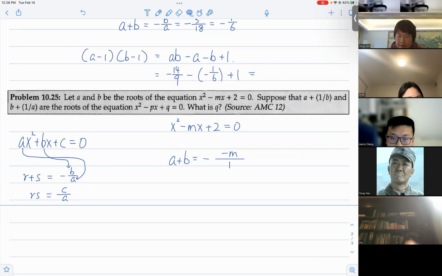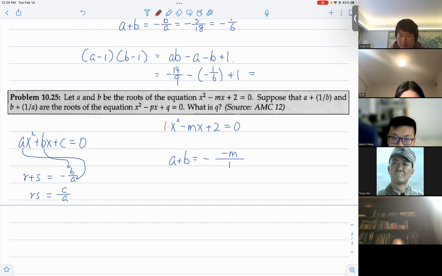Recalculate, see if that makes sense. Where did the 1 come from? 1 is the leading coefficient. There's nothing here, x squared, so the leading coefficient is 1. That's the A in this case. Yeah, the linear coefficient is negative m, right?